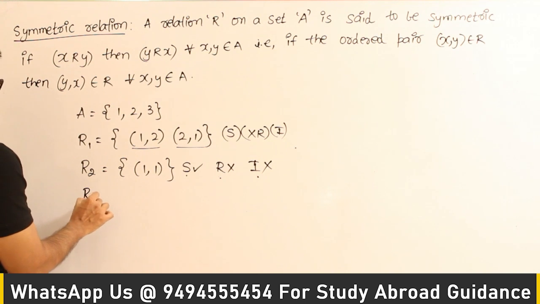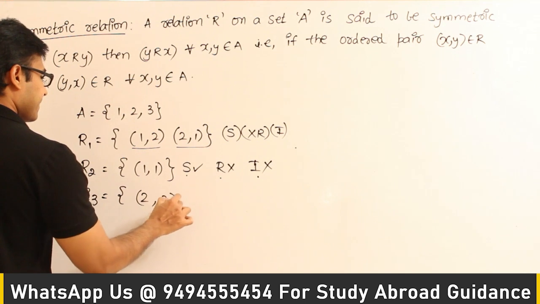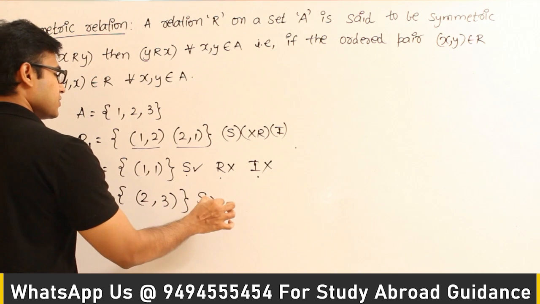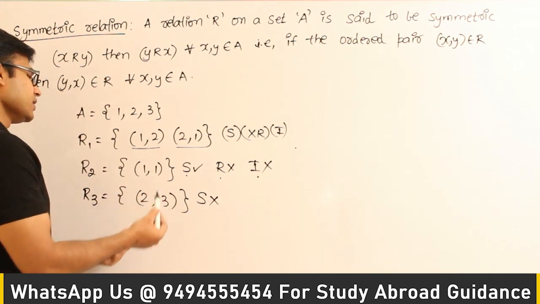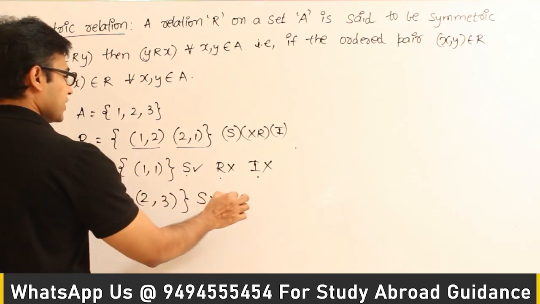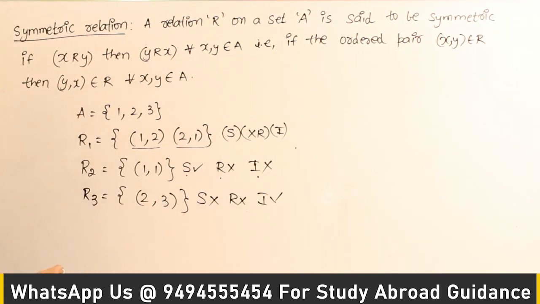Tell me about this. R3 equal to, let's say, {(2, 3)}. That's it. Is it symmetric? It is not symmetric. The reason is, it contains x comma y, which means 2 comma 3, but is not containing y comma x, which means 3 comma 2. In case this had contained 3 comma 2 as well, then we would have called it symmetric, but it is not symmetric. What about reflexive? It is not reflexive. What about irreflexive? Yes, it is irreflexive because there are no diagonal elements at all.